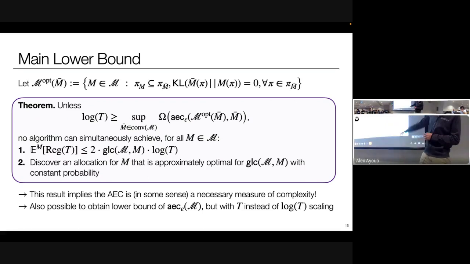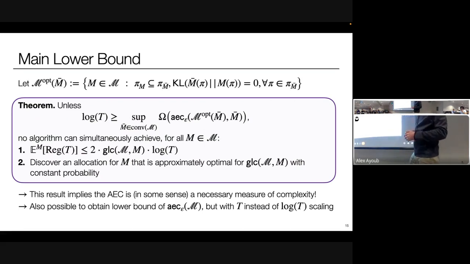I'll also remark that the form of the AEC here is slightly different from what I put in the upper bound. You can get a form that matches it exactly, but you have to replace the log T, which degrades the bound somewhat. So there's one technical caveat I will mention here. There's a lot of discussion on this in the paper.